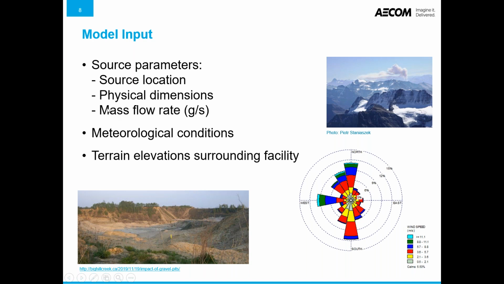Also, meteorological conditions in Alberta, we need to use 5 years of data, which is over 43,000 hours, and also terrain elevation surrounding facility. In complex terrain, the flow of the air might be quite complex, and some models are not resembling this flow of the material correctly.